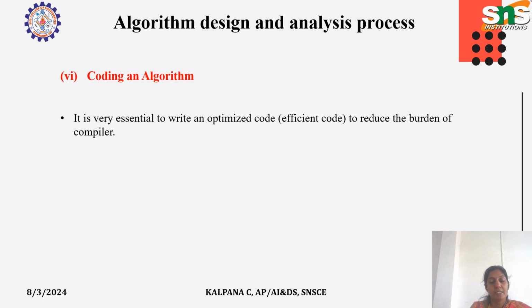So the next step is coding an algorithm. When we code an algorithm, it is important to write optimized code, which means we must concentrate on time and space complexity. If we concentrate on both time and space, we get an optimized code, an optimized algorithm, to reduce the burden of the compiler. This is also a very important point here.